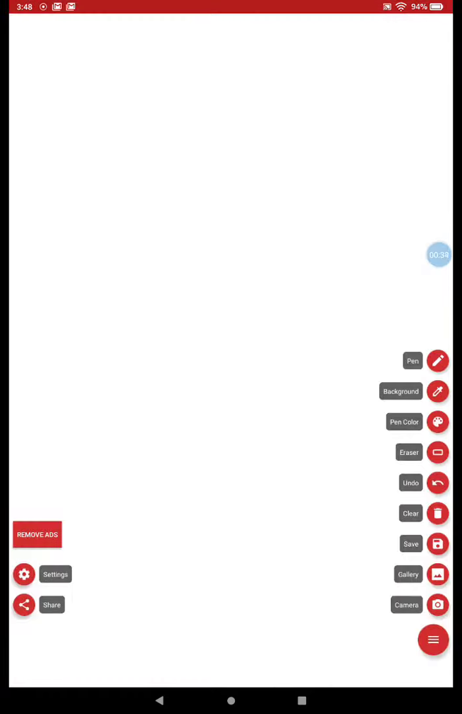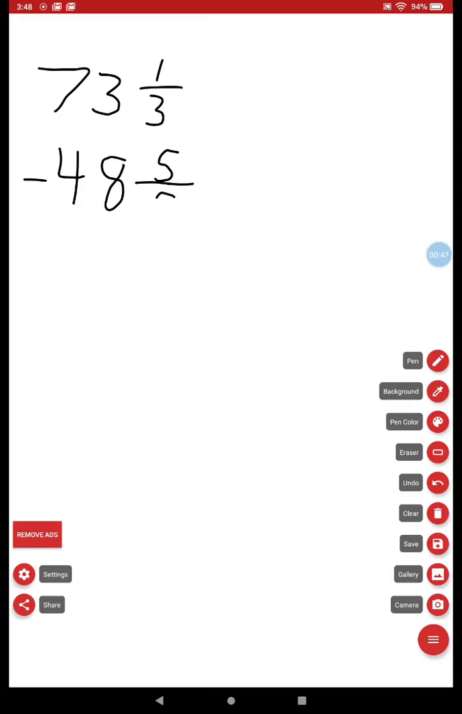I have 73 and a third. Take away 48 and 5/6. All right. Now, right away, I hope you notice 5/6 is bigger than a third. If you don't notice that, let's prove it by converting them to have a common denominator.